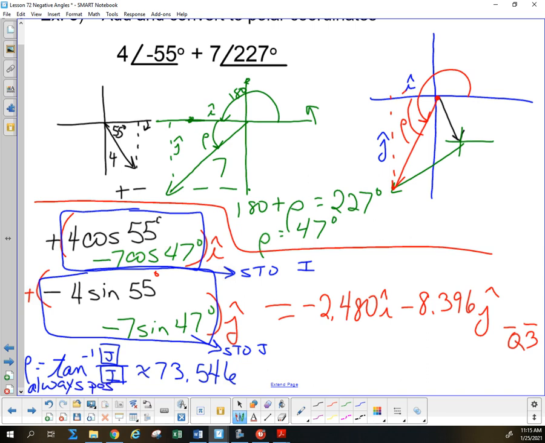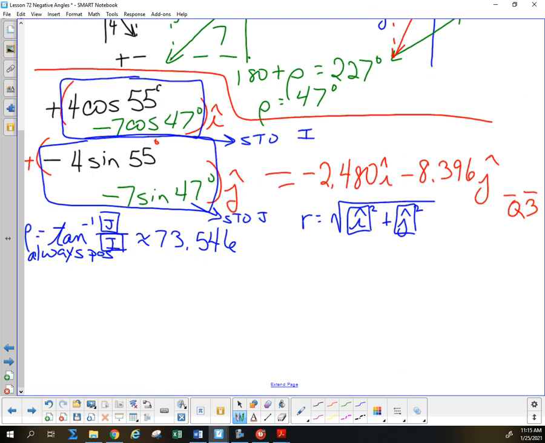To get the magnitude of that, that's just going to be the Pythagorean theorem for this red vector. So the magnitude needs to be the square root of our stored i hat squared plus our stored j hat squared. So you simply punch that in on the calculator like you did before. And in this case, that should give you 8.755.